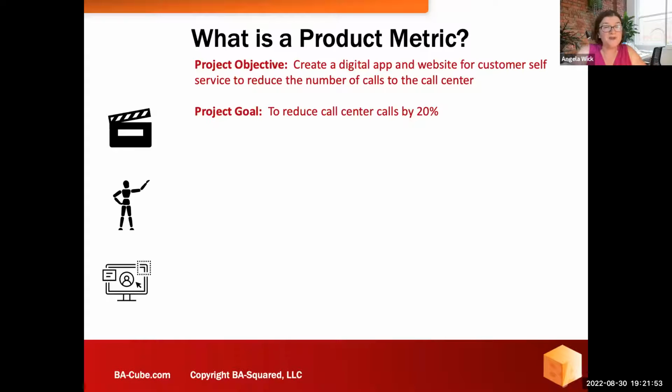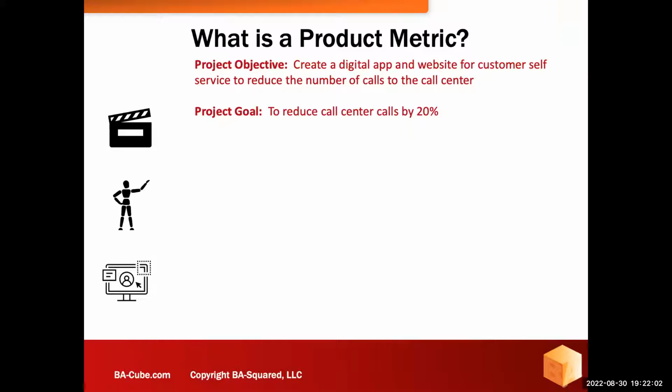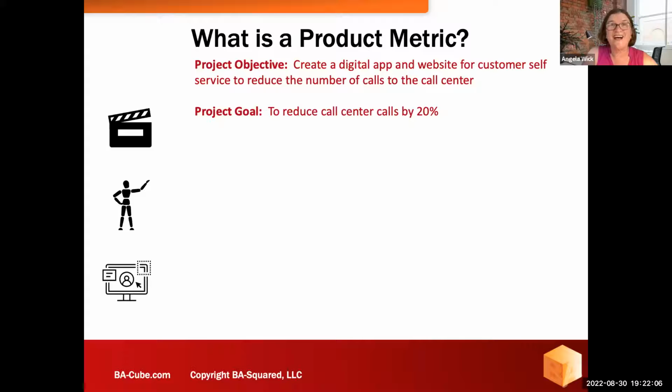Or I could ask the opposite question. What would make them call the call center instead of using the digital? The app doesn't work very well. Not intuitive, hard to use. Yeah, takes too long, can't figure it out, didn't do what I needed it to do, crashes. I look at it and don't know what to click on, right?